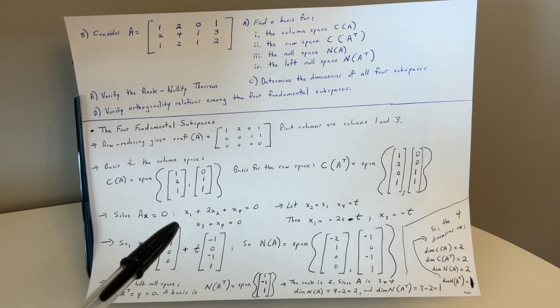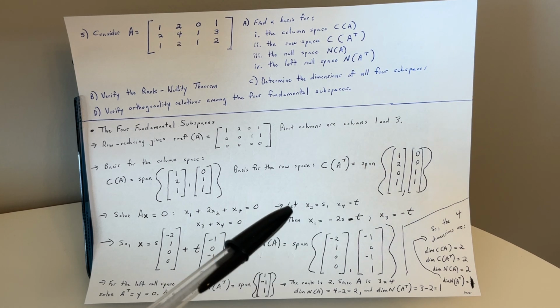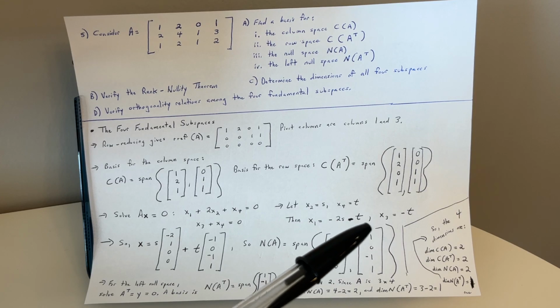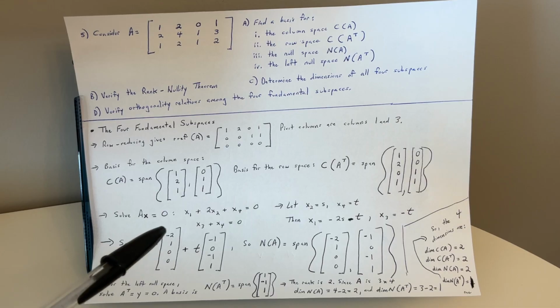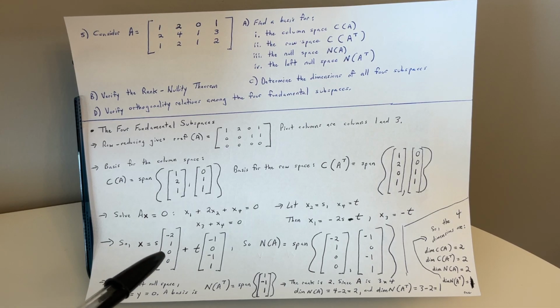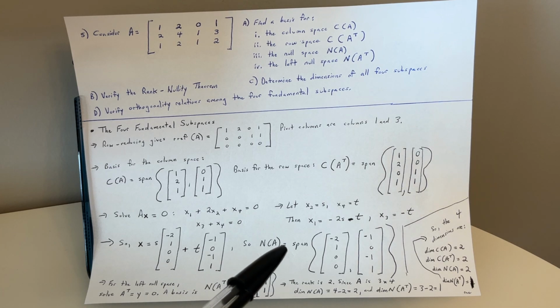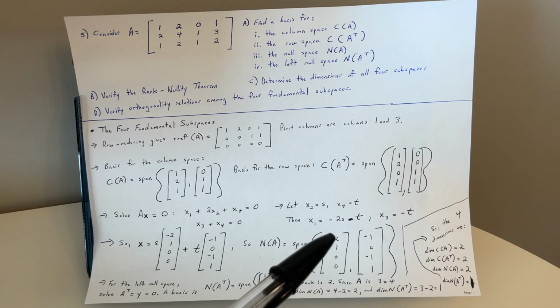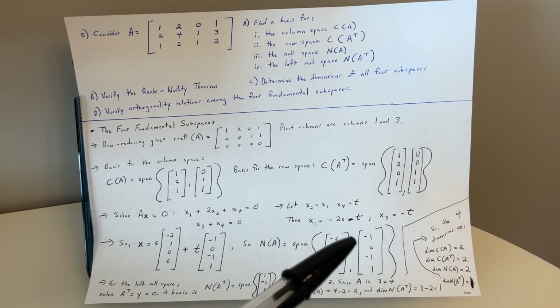Solving for AX equals 0, x sub 1 plus 2x sub 2 plus x sub 4 is 0, and x sub 3 plus x sub 4 is 0. We let x sub 2 equal s, x sub 4 equal t. Then x sub 1 equals negative 2s minus t, and x sub 3 equals negative t. So x equals s times column negative 2, 1, 0, 0, plus t times column negative 1, 0, negative 1, 1. So N of A equals this span, column negative 2, 1, 0, 0, and negative 1, 0, negative 1, 1.